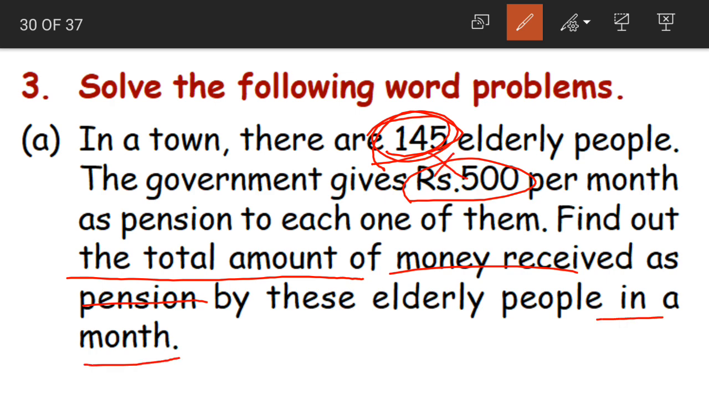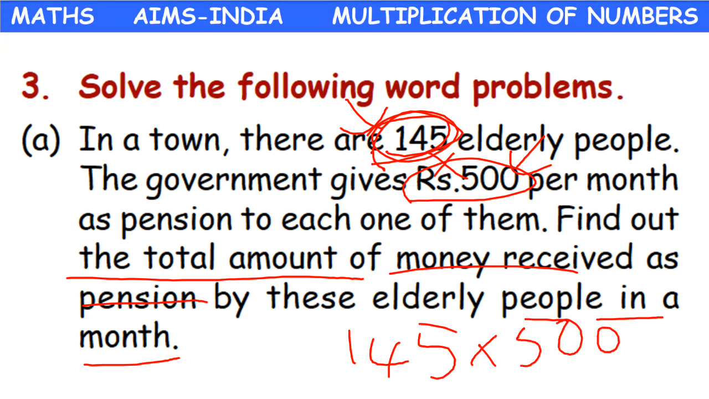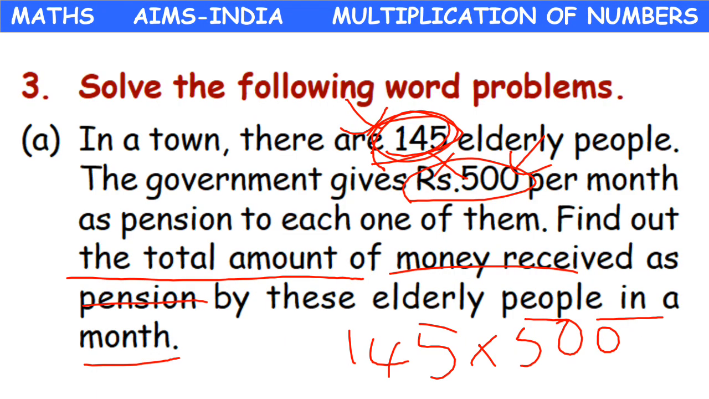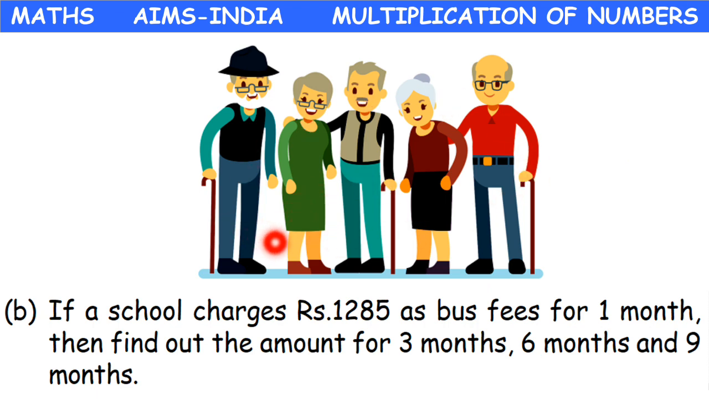So what should we do? We should multiply the number of people with the amount received by each person. The number of elderly people, 145, into 500, which is the amount received by each elderly person. When we multiply these two, we get the total money received as pension by these elderly people in a month. Okay. Next question B. Now this image is for the previous question. We can see some elderly people here, right? Yes.